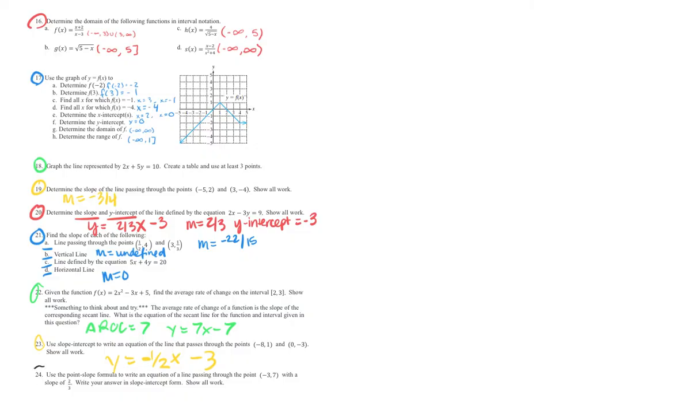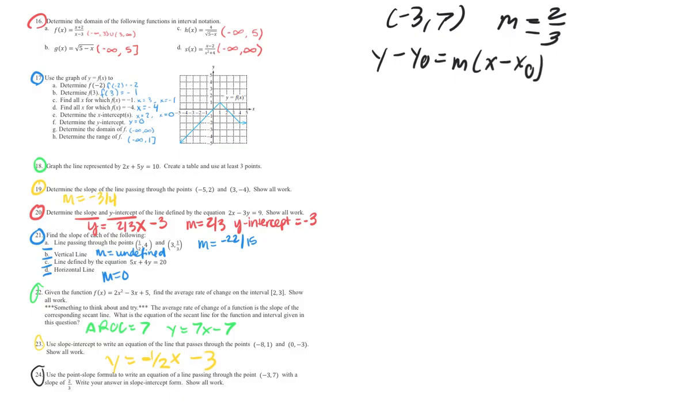Now looking at question 24, we want to use point-slope form to write an equation of a line passing through the point (-3, 7) with a slope of 2/3. The point-slope formula looks like y minus the y that we know is equal to m times x minus the x that we know, right? Plugging this in, our y is 7, so we have y minus 7 equals our slope of 2/3 times x minus negative 3.